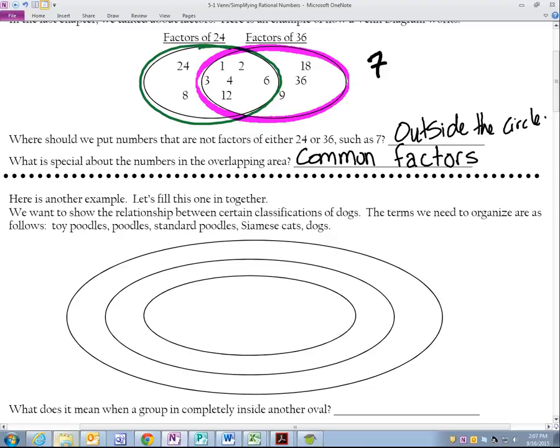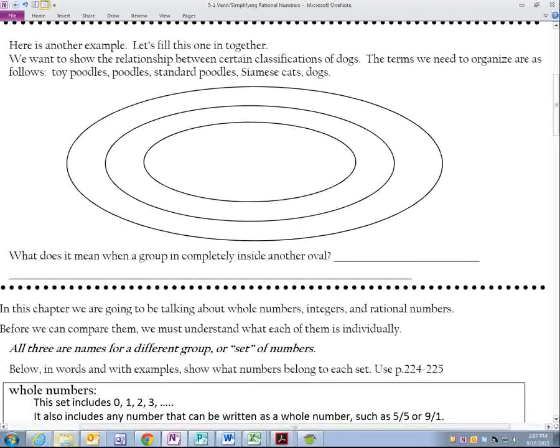Let's fill this one in together. Yay! We want to show the relationship between certain classifications of dogs. The terms we need to organize are as follows: toy poodles, poodles, standard poodles, Siamese cats, and dogs. Are those cats with no hair? Now, right off the bat, what did you notice about these dogs? Yeah. One of them's a cat, so where should it go in this diagram before we even do anything?